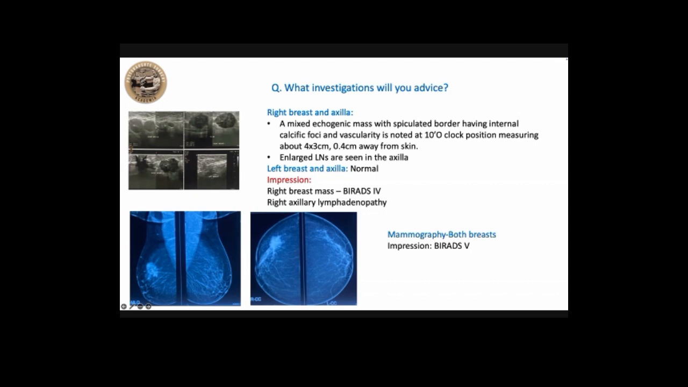So next question I think would be what you'll do now, Ifat. Sir, I will go for image guided core cut biopsy from the breast lesion, and image guided FNAC from the lymph node. FNAC, image guided lymph node or core cut biopsy.